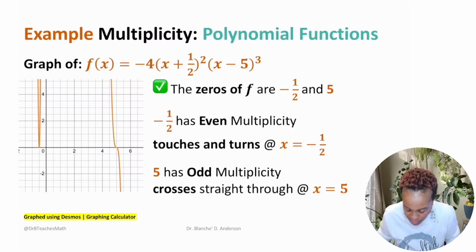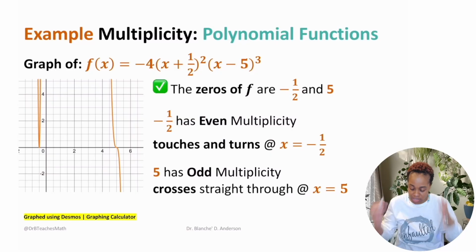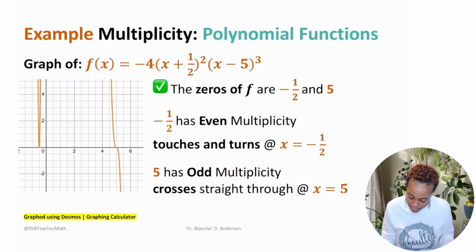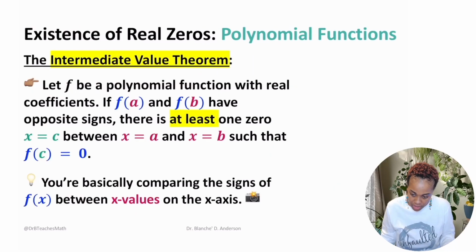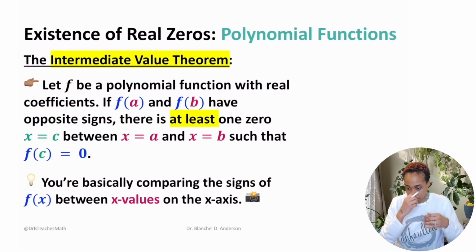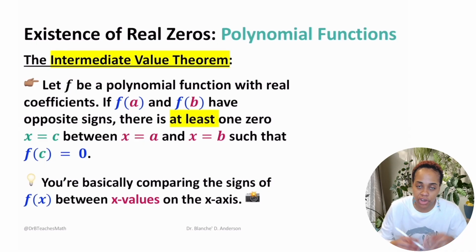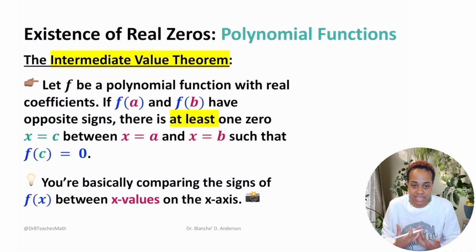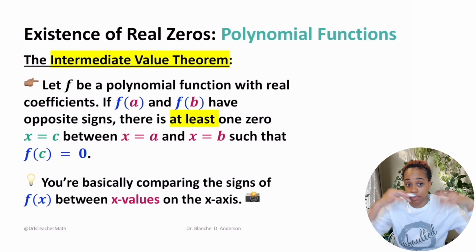I hope this is making sense and that you're feeling good about it, okay? Just a couple more things to help you figure out where the zeros are. The existence of real zeros, not imaginary zeros, real zeros. The real numbers that we talked about at the very beginning.